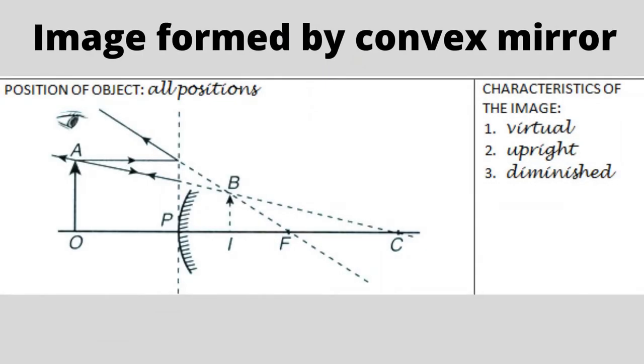Let me share a wonderful piece of information with you. Images that are formed by a convex mirror are always virtual, upright, and diminished.